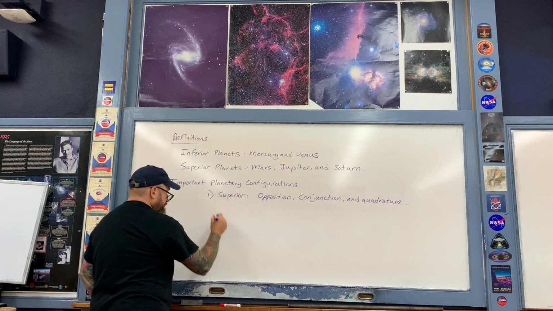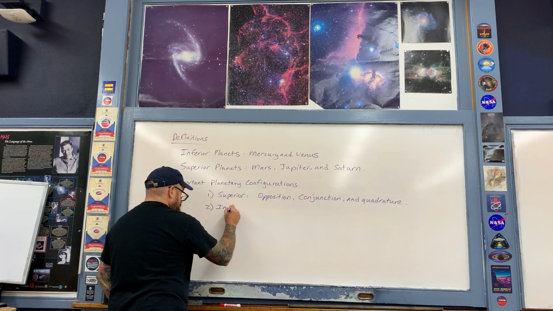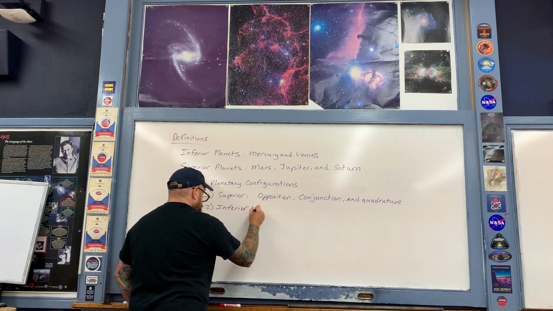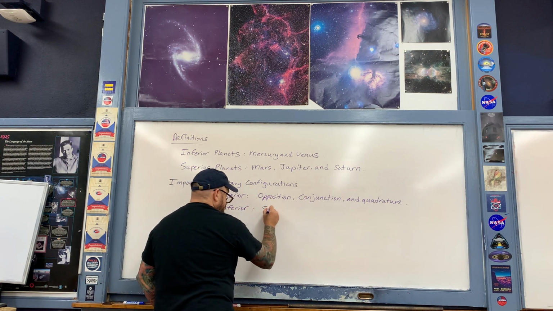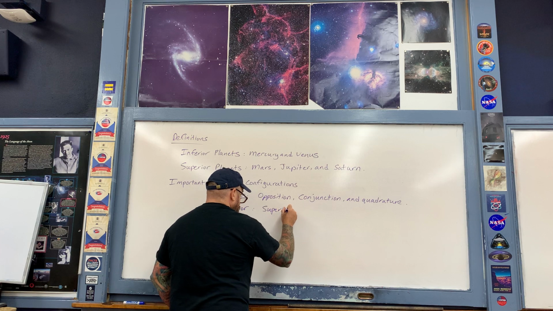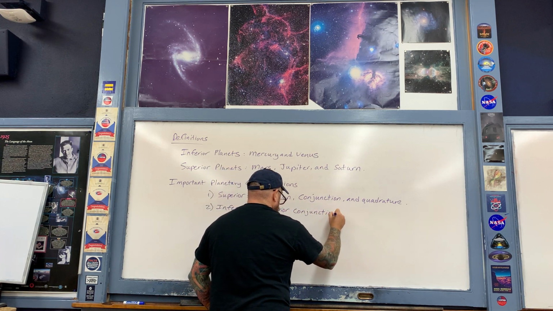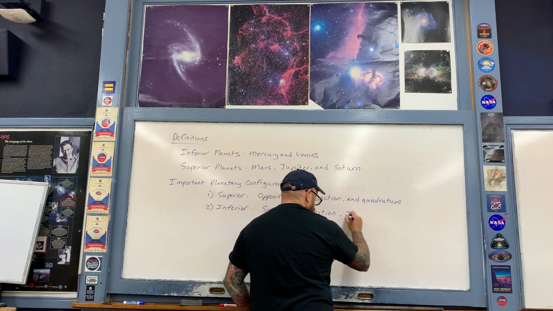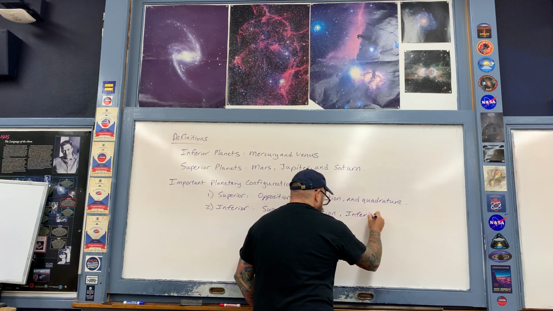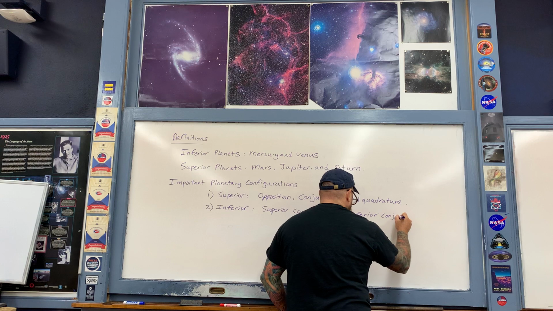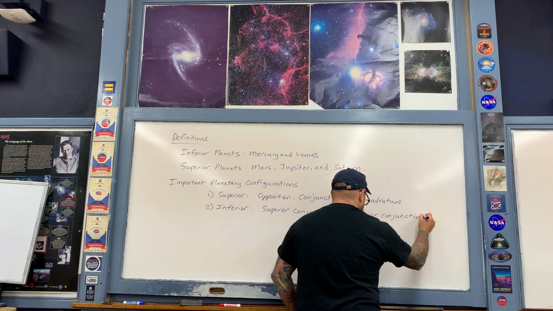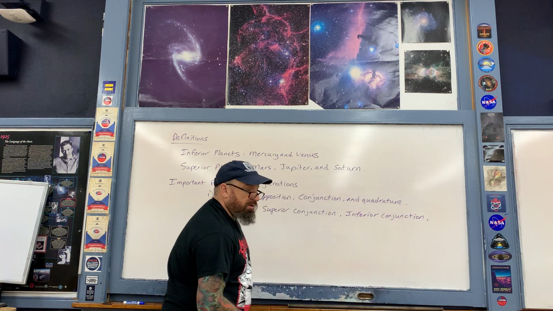Okay, for the inferior planets, we have what is referred to as superior conjunction, inferior conjunction, and greatest elongation.